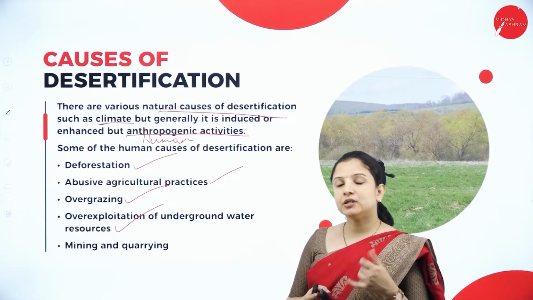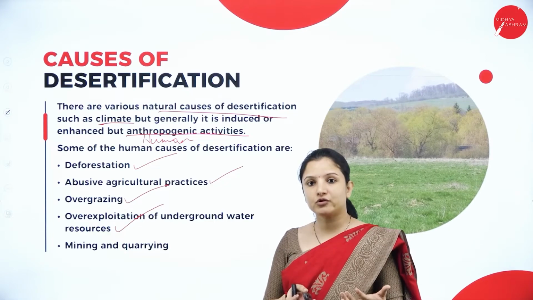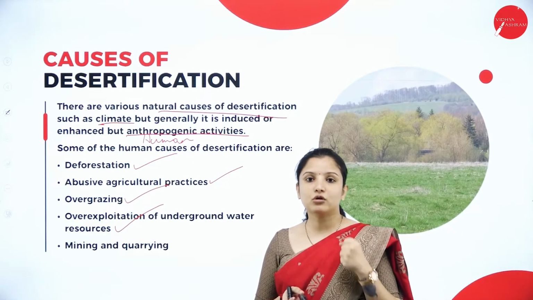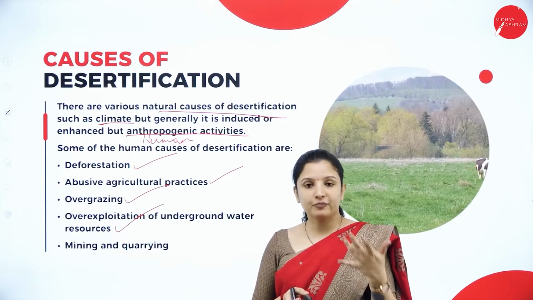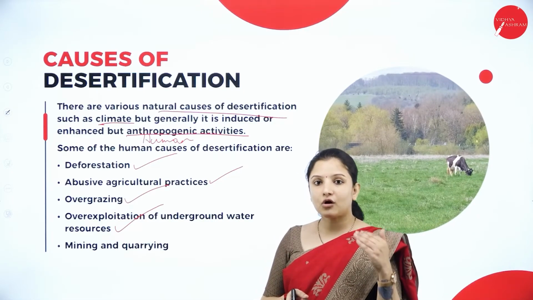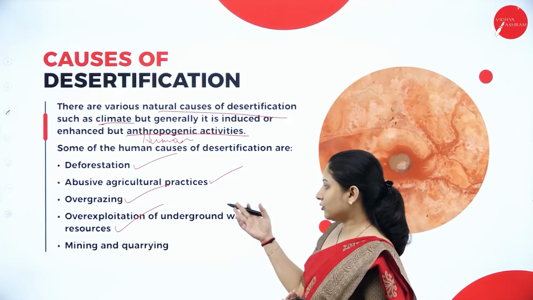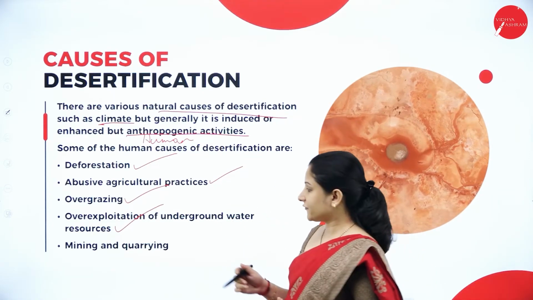Say for example, for paper industries, we need to grow a lot of trees. These softwood trees take up a lot of water, depleting the groundwater level. Also, improper digging of a lot of bore wells causes a depletion of the groundwater level. So all this over-exploitation of underground water resources also causes desertification.